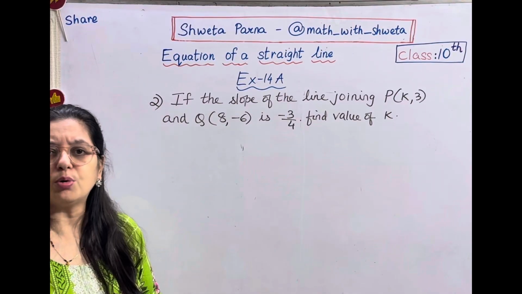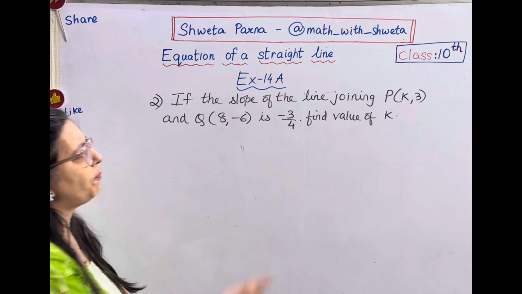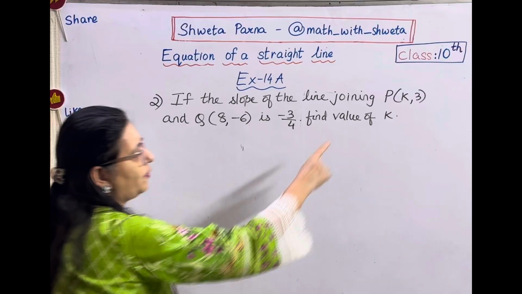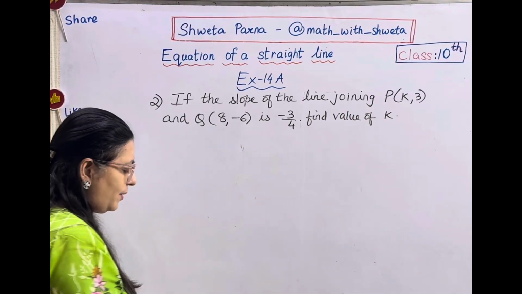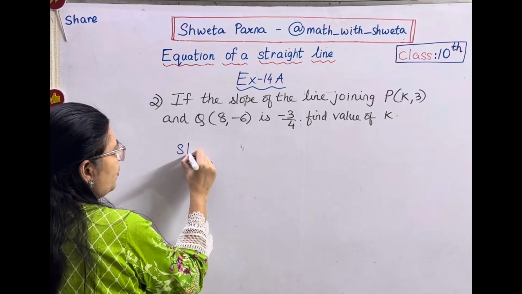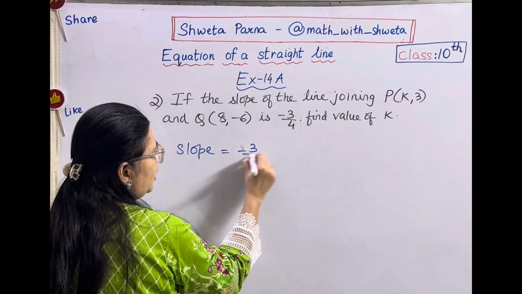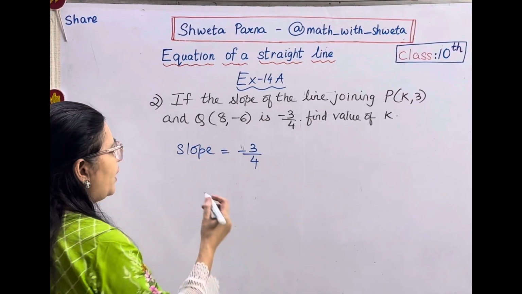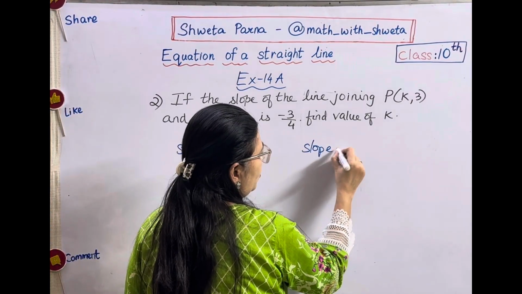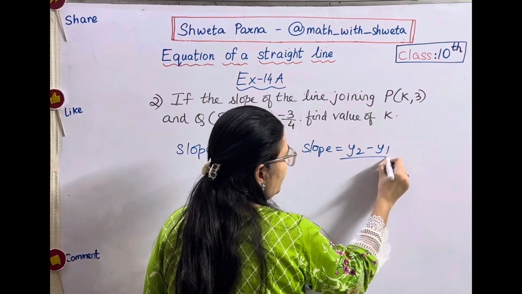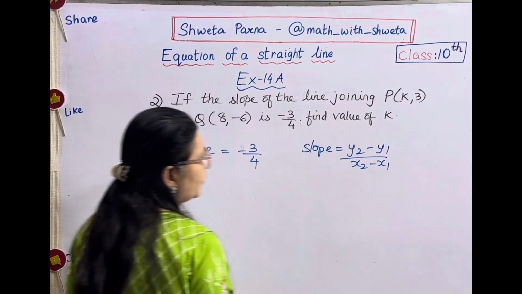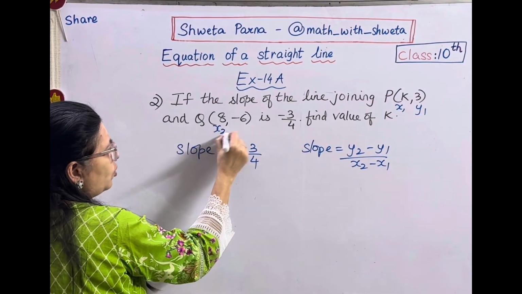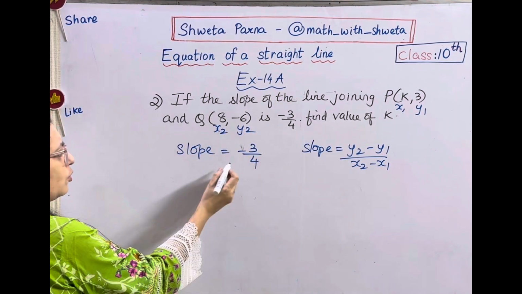Okay, let's do question number 2. If the slope of a line joining P, which is (k, 3), and Q, which is (8, minus 6), is minus 3 upon 4. So two coordinates are given, P and Q, and the slope is given as minus 3 upon 4. So what is the formula to find slope? Slope is equal to (y2 minus y1) upon (x2 minus x1). Let's take this as x1 and y1, this as x2 and y2. Okay, so slope is already given.